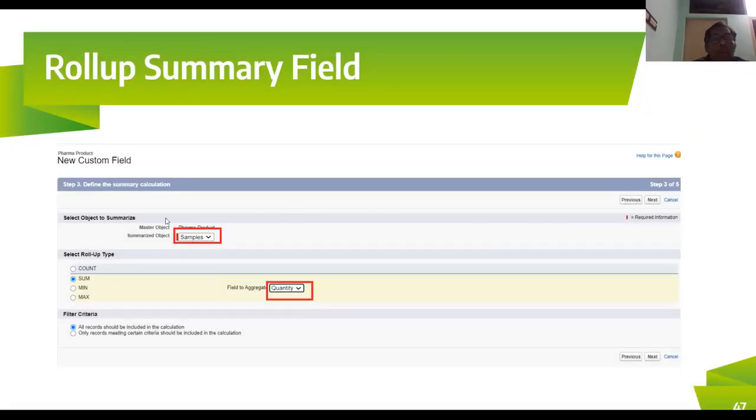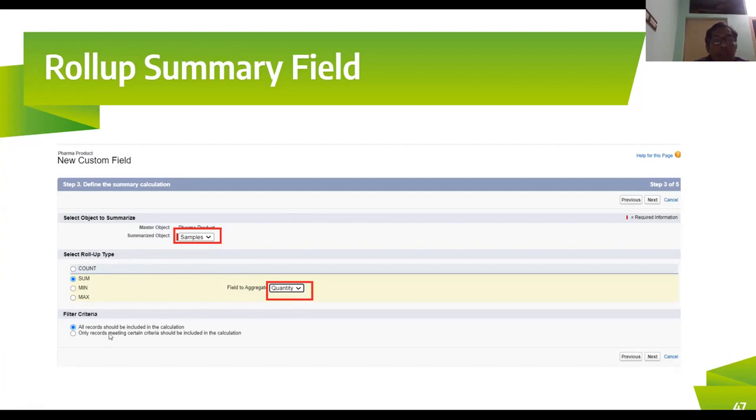Now the third step: you specify the summary object, which is going to be Sample. On Sample, what rollup types are you going to use? For count, we will not have a field to aggregate, whereas for the remaining three, sum, minimum and maximum, we will have a field to aggregate. If you select count, the field to aggregate is disabled.